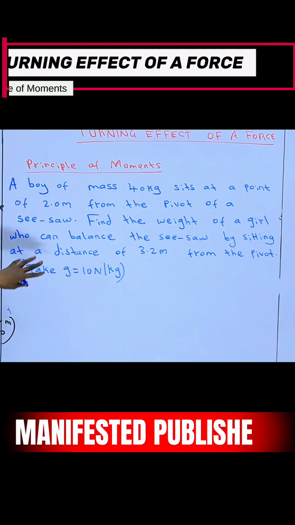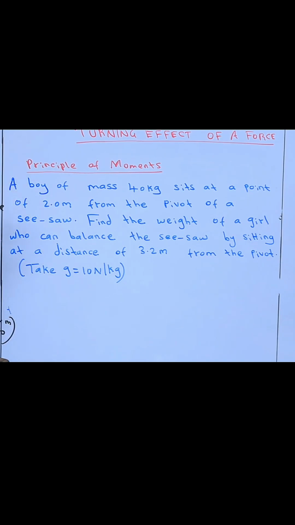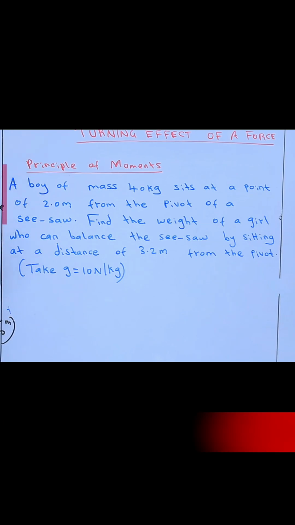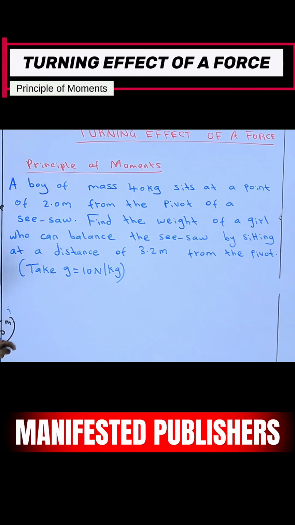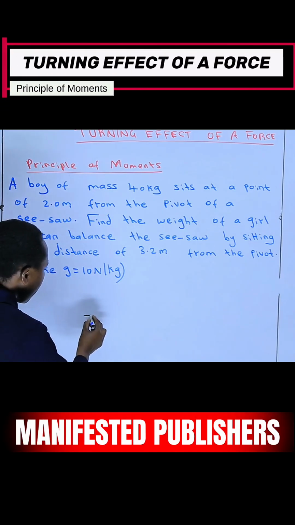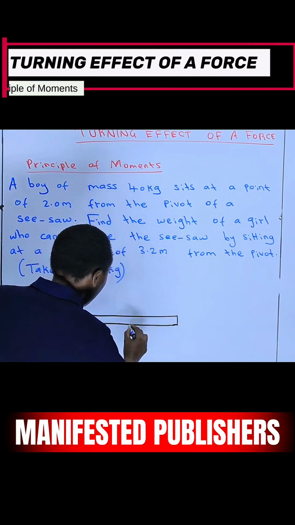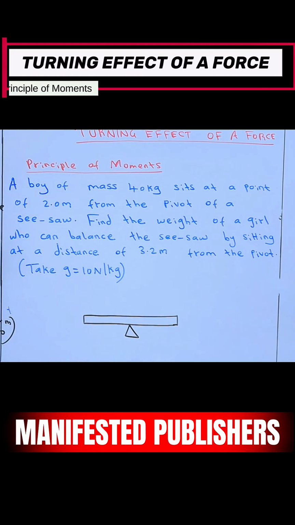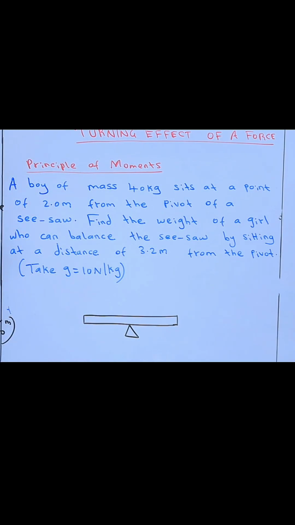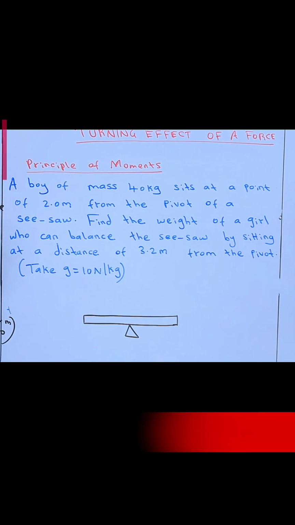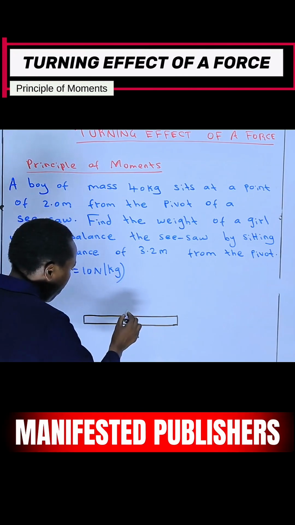So when we are given such a question, we need to have a diagram so that we can see what is happening, so that we are in a position to calculate what is in question. So if we take this to be our seesaw, let's say it is pivoted at this point. We are told a boy of mass 40 kilograms sits at a point of 2.0 meters from the pivot of a seesaw. So this is our pivot.